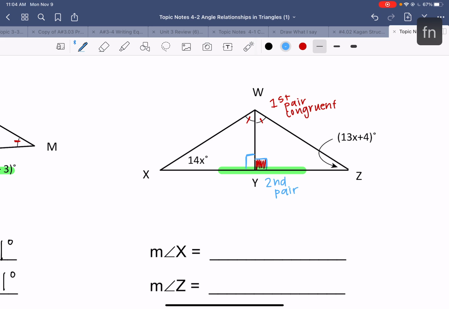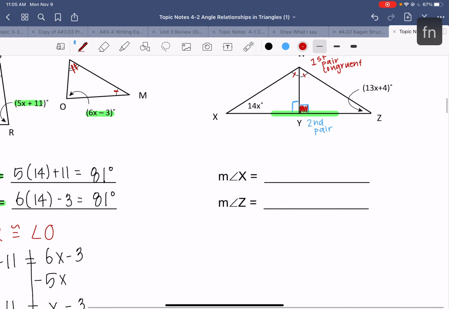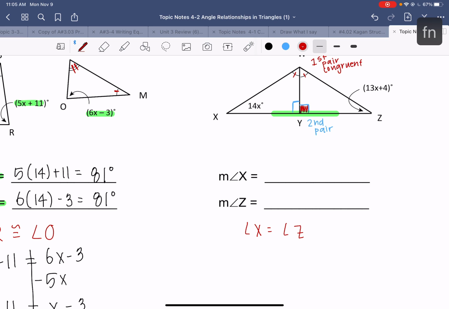So because I have two different pairs of congruent angles between two different triangles, I can now state that because of the third angle theorem, angle X is congruent to angle Z. And then I just plug in. So then I have 14x equals 13x plus 4. Okay, I want you to finish solving for x, and then I want you to plug it into both X and Z to get the value of those angles.